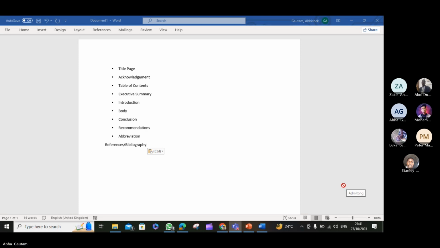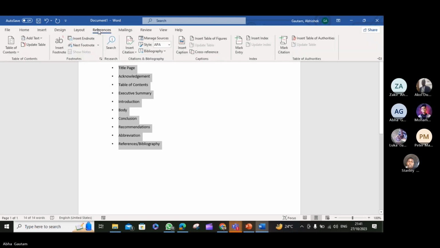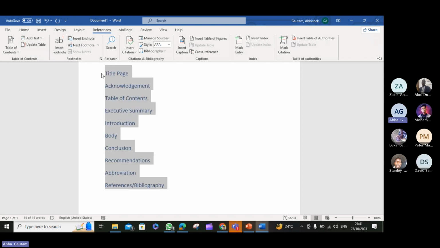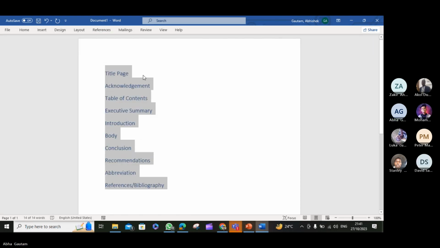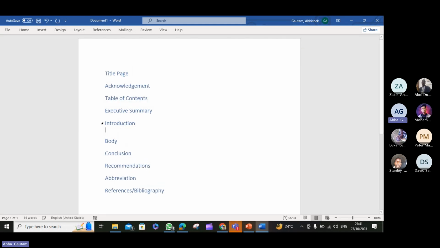Now, what I'm supposed to do, I want to make them headers. Okay. So I'm going to the references section, I'm going to add text, and I want them to be at level 1. So level 1 means the heading. Then whatever I write under this, let's say anything: welcome to this report writing session.